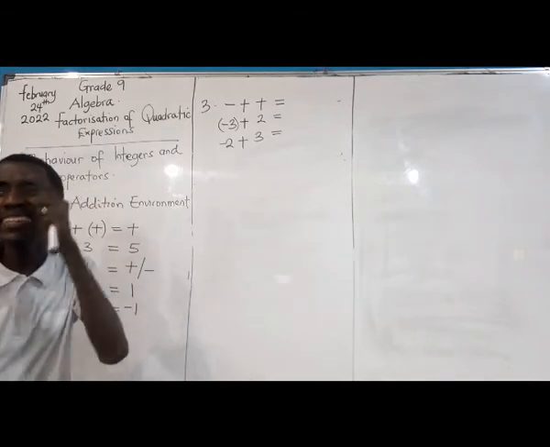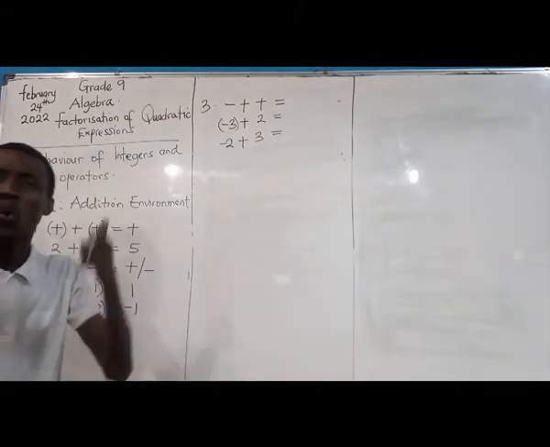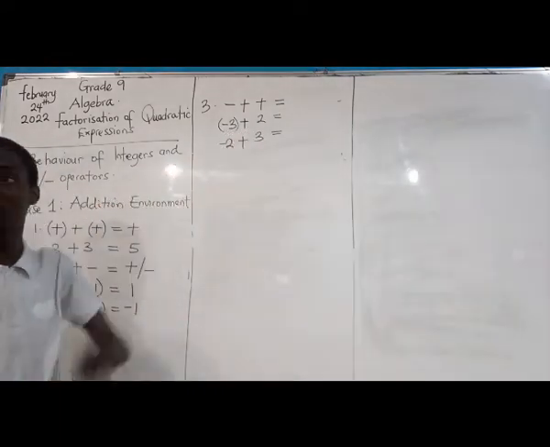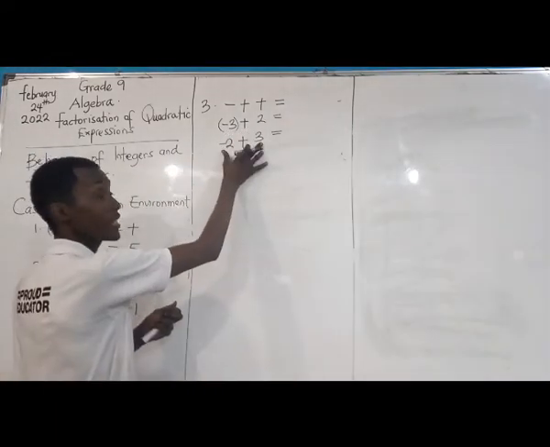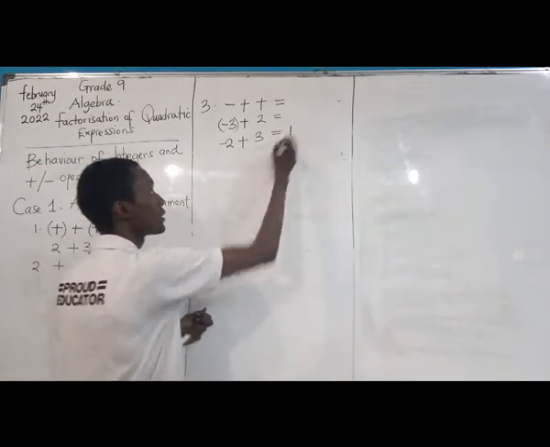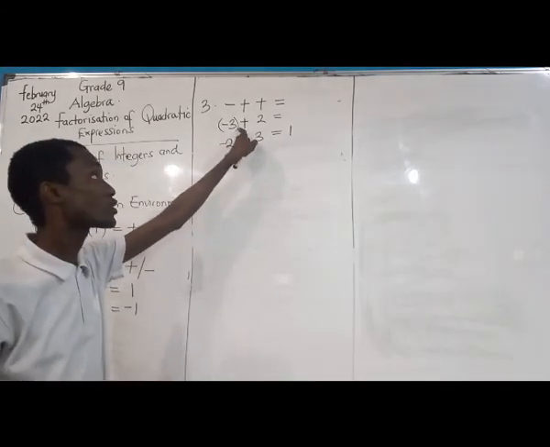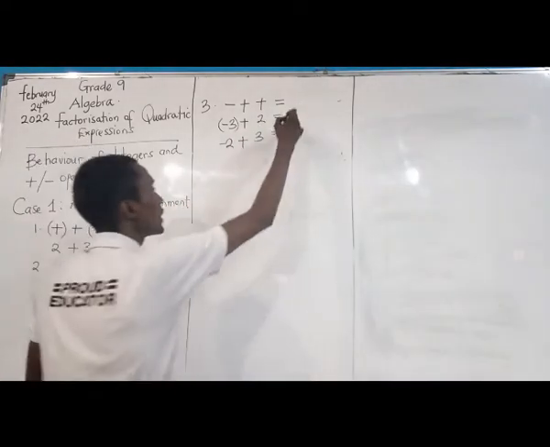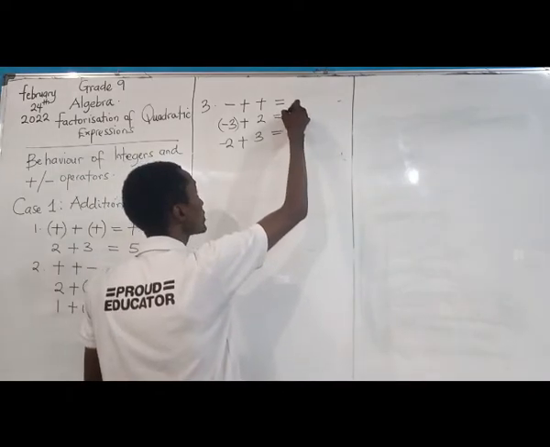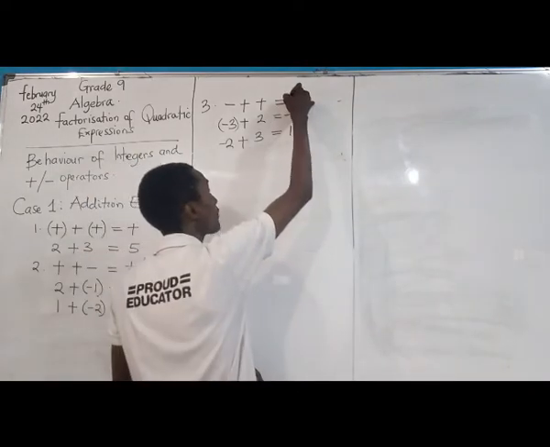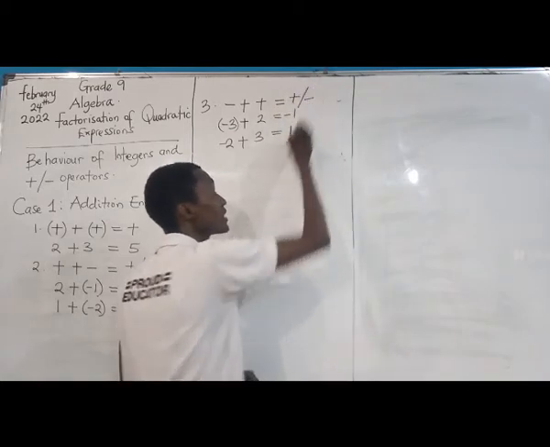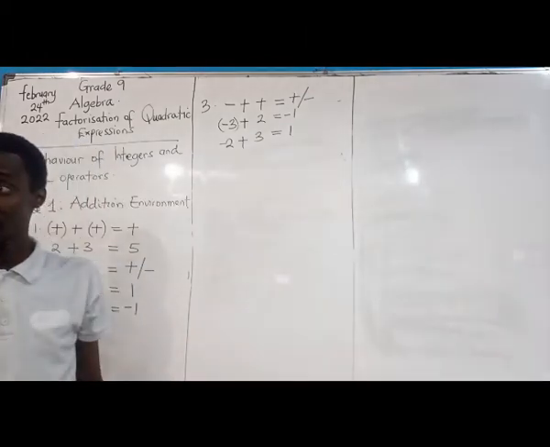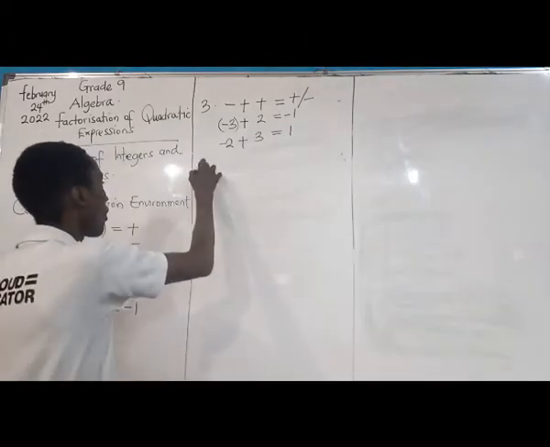You will discover that this idea is not so different from the previous idea. When you are adding, the key thing you must take note of here is which is bigger. If the positive is bigger, my answer will be positive. You look at this now. The positive here is bigger, so my answer must be positive. So this will be 1. In this case, my positive is what? Smaller. So my answer must be what? Negative. So this will be negative 1. So the conclusion is that I will either have a positive or a negative. It depends on which one is bigger. Is that clear? Beautiful.